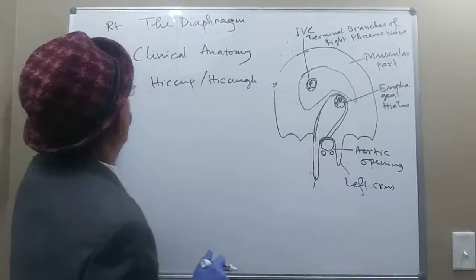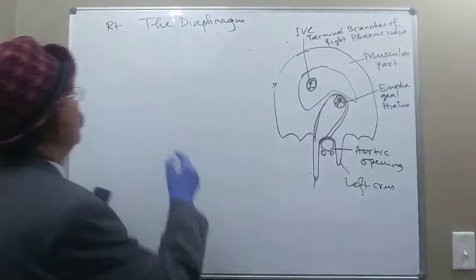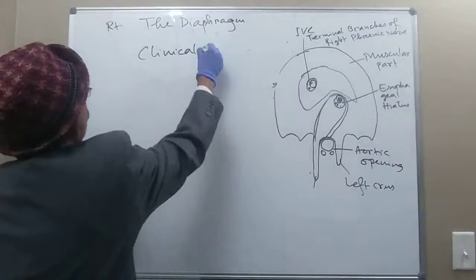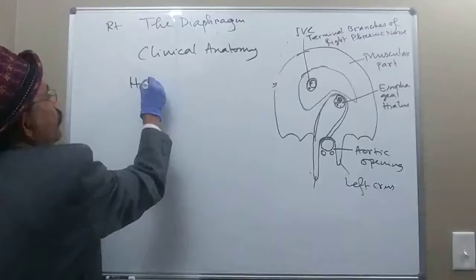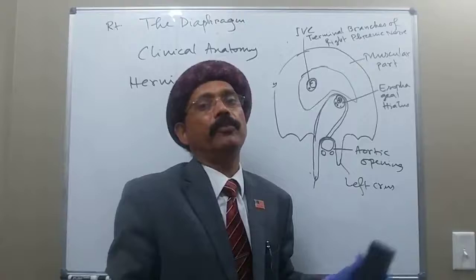Then we get multiple other types of importance that are clinically significant. Okay, let me write it again. Clinical anatomy. We have a lot of hernias associated with the diaphragm. What is a hernia? Protrusion of any viscus through any weak point of the body. That is our hernia. Protrusion of any viscus.